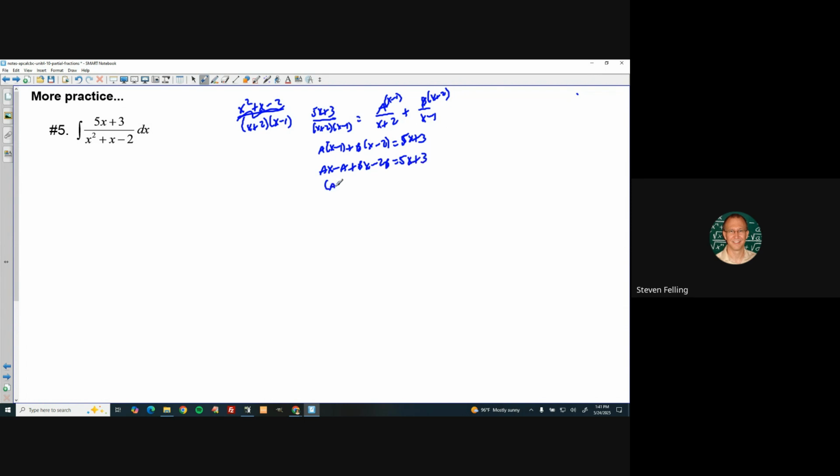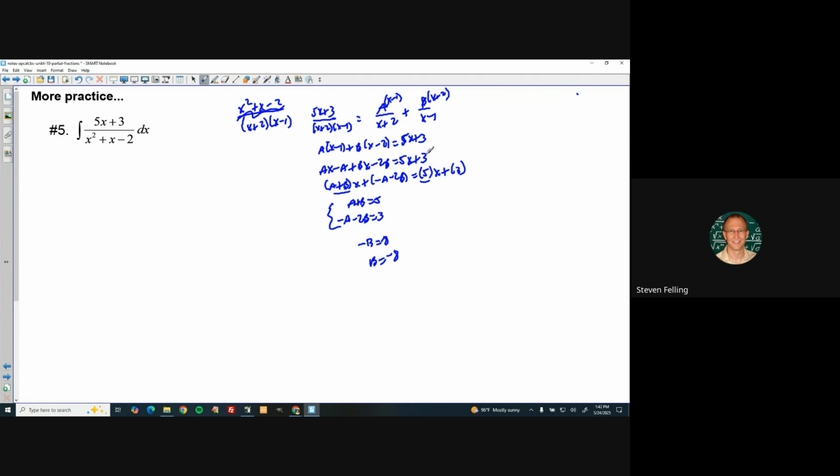Gathering like terms, we have A plus B x's on the left, and we have a constant of negative A minus 2B. On the right, we have 5 x's and a constant, which is 3. Matching up the x's, we get A plus B is 5. Matching up the constants, negative A minus 2B is 3. If I solve that system by elimination, these cancel. We have, let's see, negative 1B equals 8, so B would be negative 8.